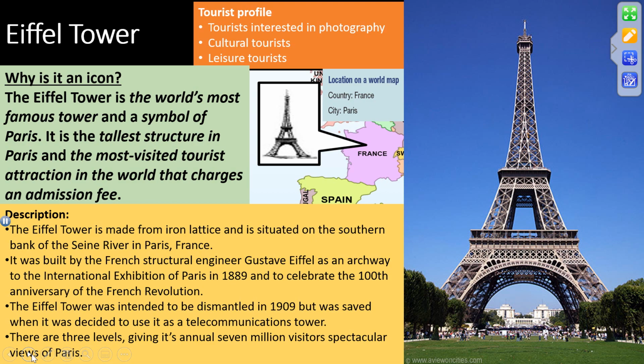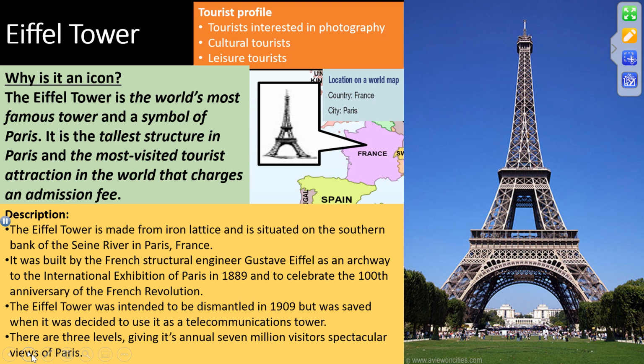It was built by the French structural engineer by the name of Gustave Eiffel, and it was built as an archway to the International Exhibition of Paris in 1889, and also to celebrate the 100th anniversary of the French Revolution. Now, the intention was to dismantle the Eiffel Tower in 1909, but it was decided to use it as a telecommunications tower, and therefore the Eiffel Tower was saved.